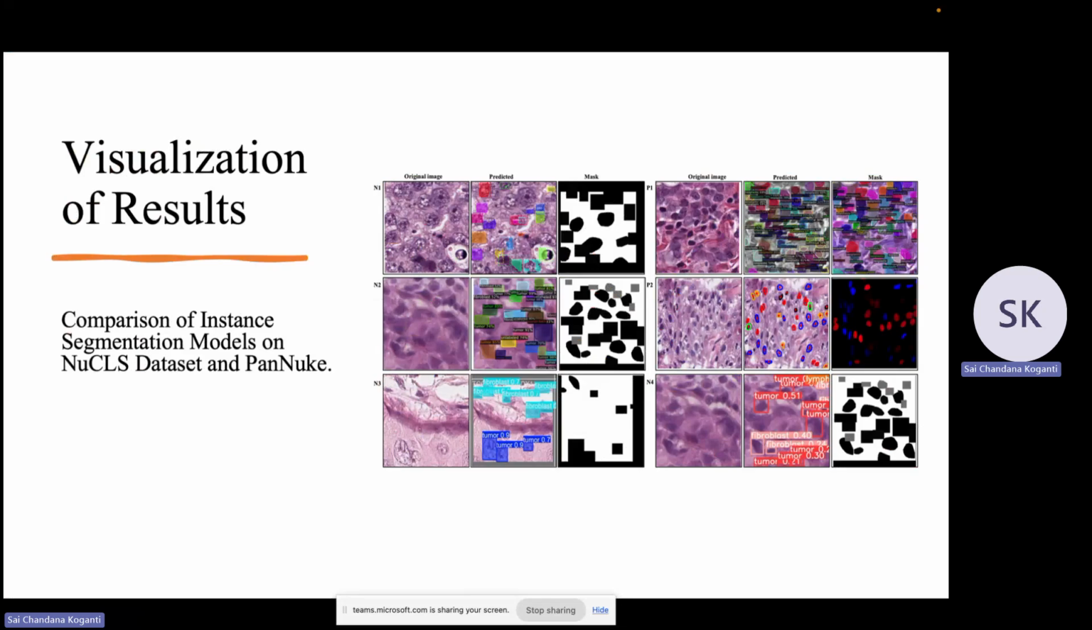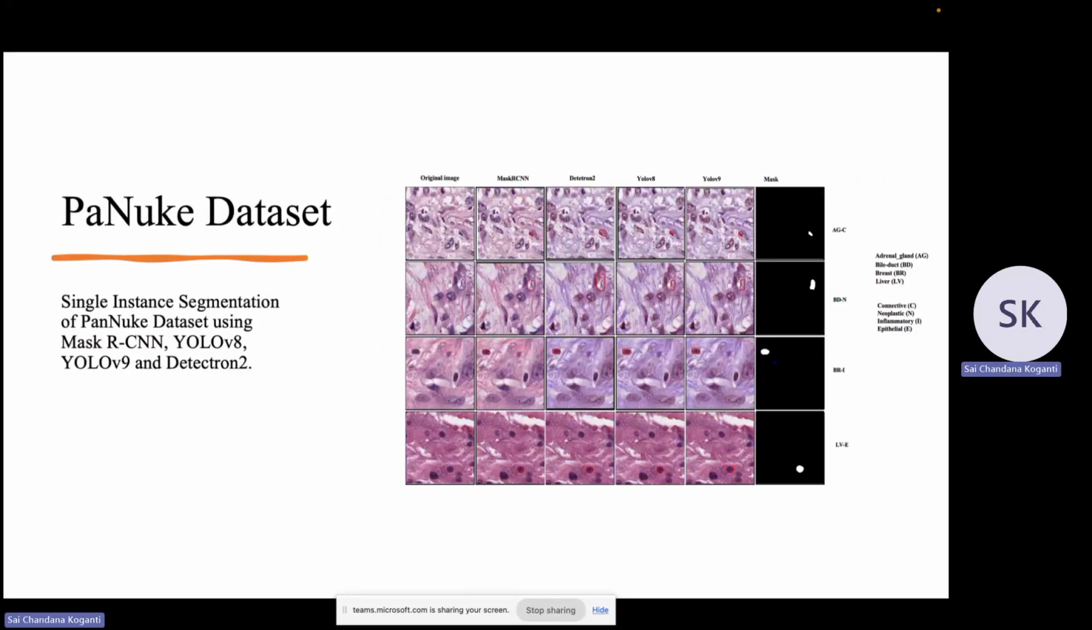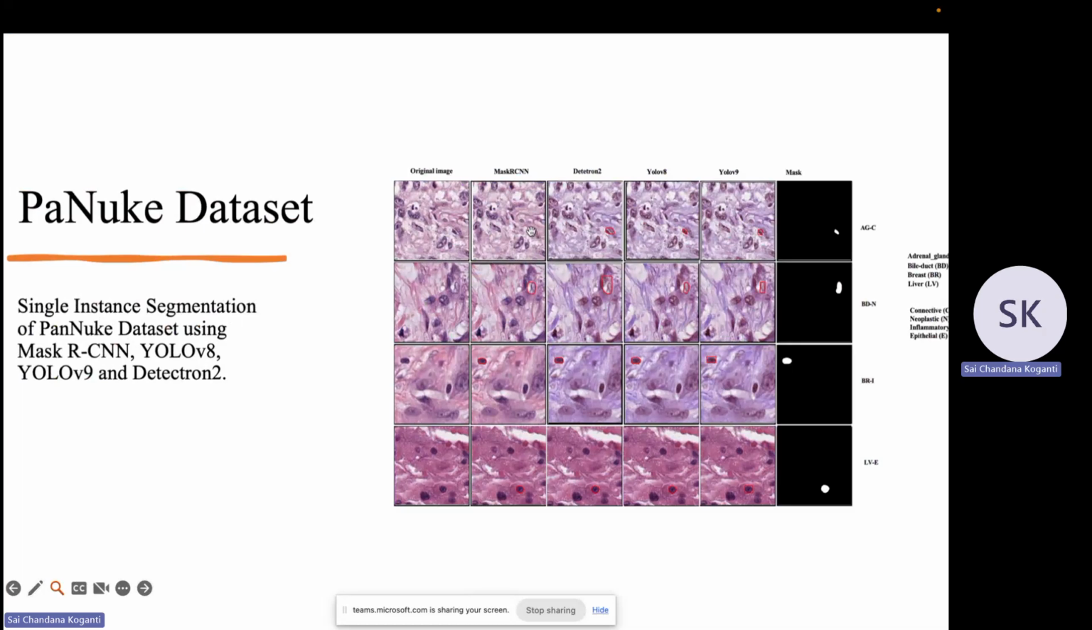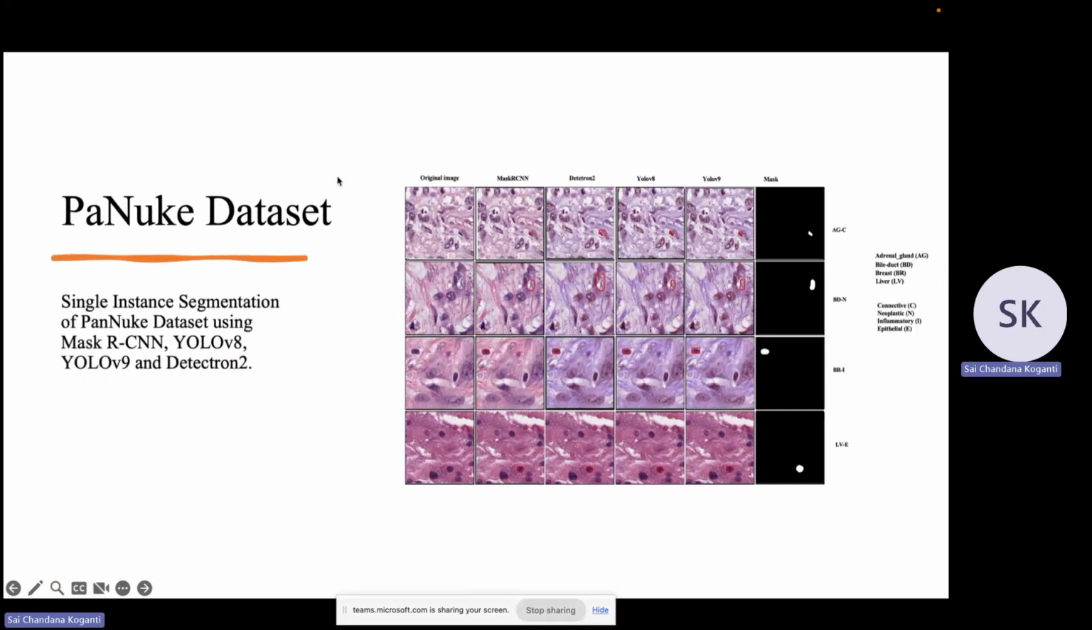Next, I'm going to show you the visualization of the PanNuke dataset, which is mainly related to single class instance segmentation. Here, Mask R-CNN, Detectron 2, YOLO V8 and YOLO V9 models are explored. You can see that these are the regions which are detected, and this is the original mask of the original image. So these are the single class types that are segmented.